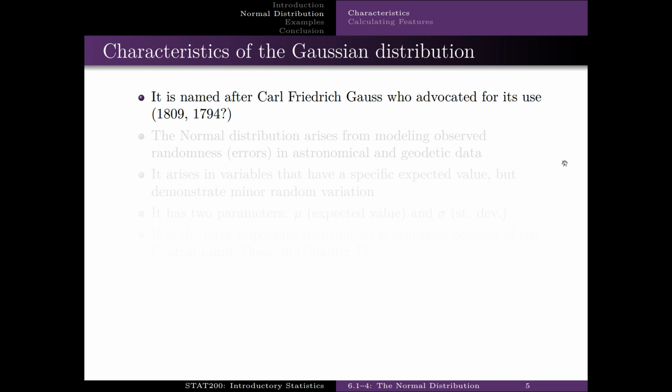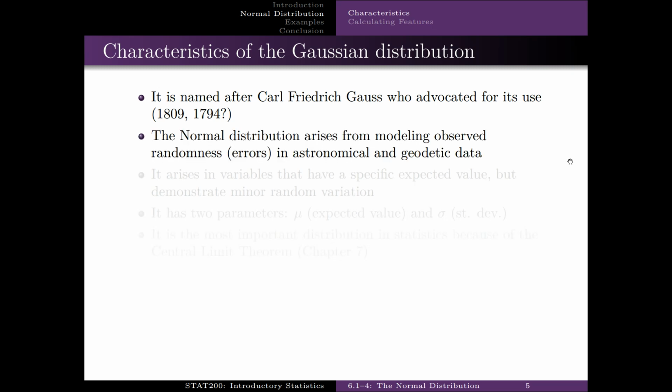That's why the French descendants call this the Gauss-Laplace or just the Laplace distribution. But we're going to call it the normal distribution. Gauss said, hey, wait a minute, Laplace, I was working on this way back in 1794. No evidence of it except Gauss's word. The normal distribution arises from modeling observed randomness in astronomical and geodetic data.